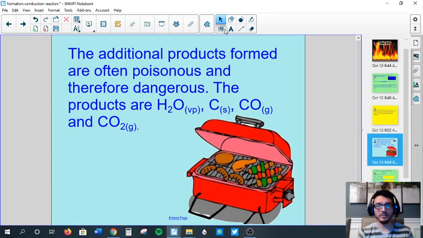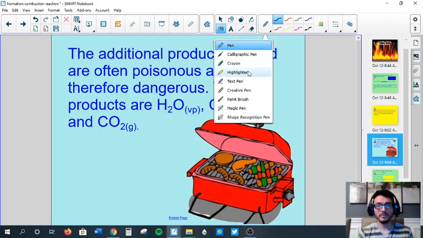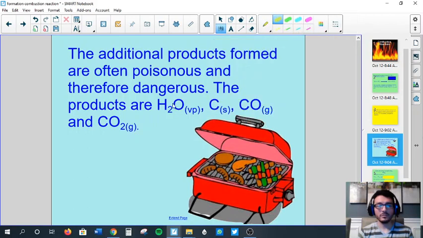Let's exit presentation mode. Right, so we normally get water vapor, carbon dioxide gas, and the other two are these. So it's solid carbon in the form usually of soot, and sometimes it's easy to see, sometimes it isn't. And the dangerous one over here, carbon monoxide. Right, that attaches to your hemoglobin and it can suffocate you essentially from the inside, at the cellular level. So that's quite dangerous.